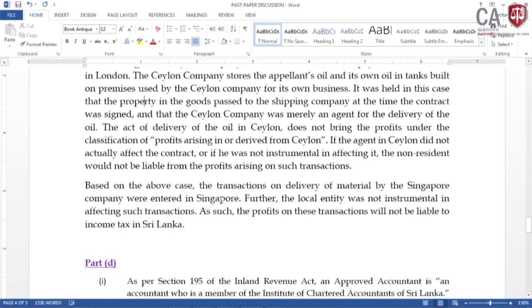Based on the above case, the transactions on delivery of materials by the Singapore company were entered in Singapore. Further, the local entity was not instrumental in affecting the transaction. As such, the profit of this transaction will not be liable to pay tax in Sri Lanka. Am I clear? I think it's clear, Lamai. For this end, you have to write your answer.